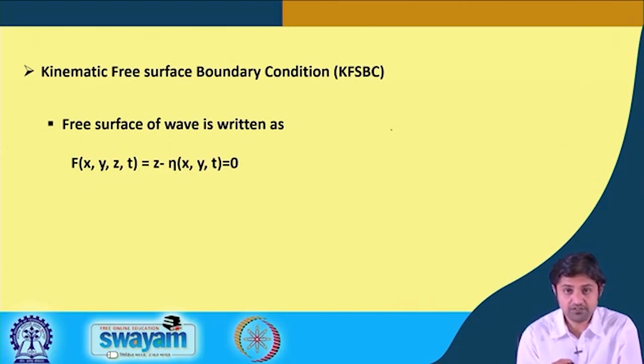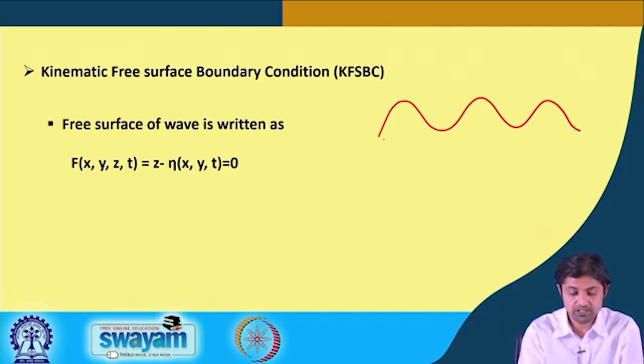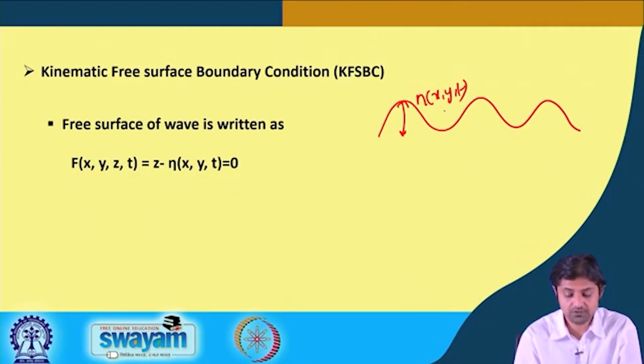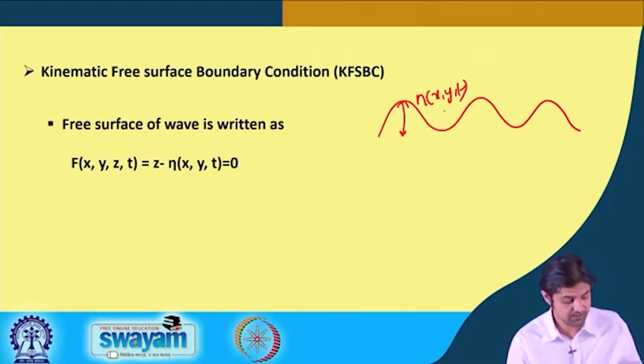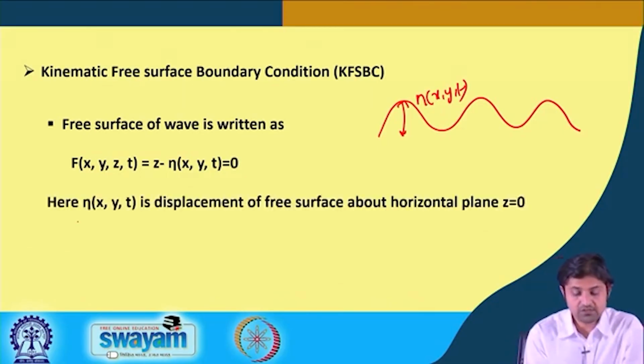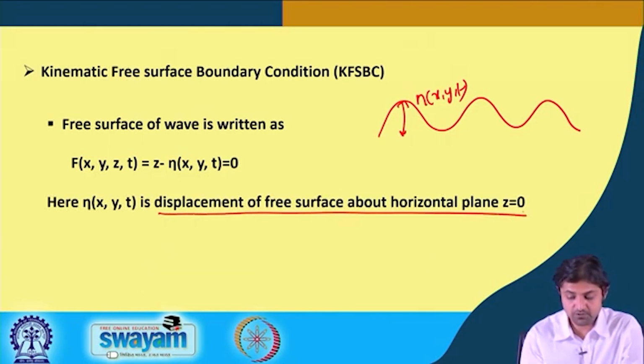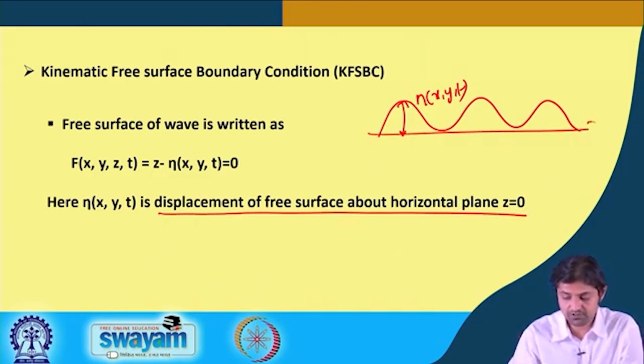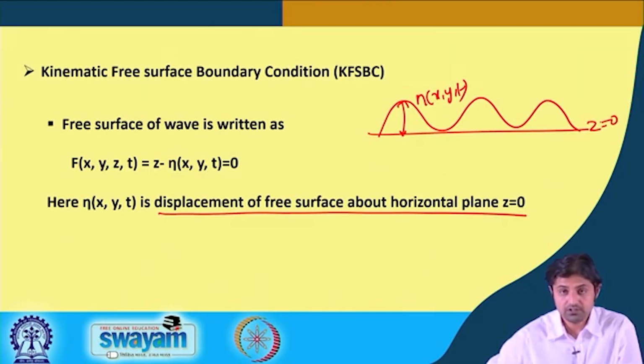So if the surface is free, it can distort, if you recall from our open channel flow lectures. So if the surface is something like this, then the free surface, and this is eta as a function of x, y and t, then we can write f of x, y, z comma t is equal to z minus eta x, y, t. Here eta x, y, t is the displacement of free surface about the horizontal plane, z is equal to 0. All right.